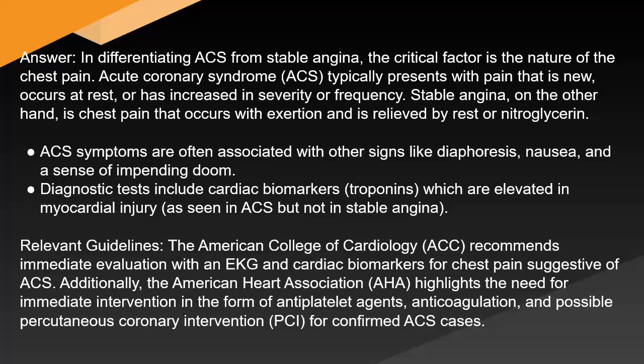Diagnostic tests include cardiac biomarkers. Troponins are elevated in myocardial injury as seen in ACS, but not in stable angina. Relevant guidelines: The American College of Cardiology (ACC) recommends immediate evaluation with EKG and cardiac biomarkers for chest pain suggestive of ACS. Additionally, the American Heart Association (AHA) highlights the need for immediate intervention in the form of antiplatelet agents, anticoagulation, and possible percutaneous coronary intervention (PCI) for confirmed ACS cases.